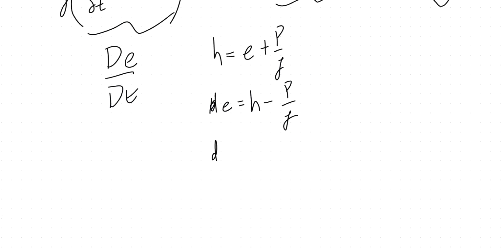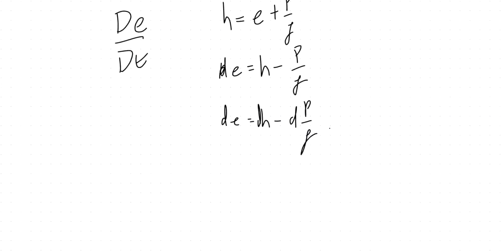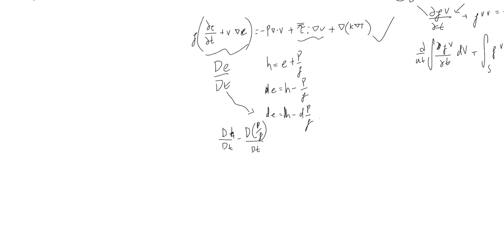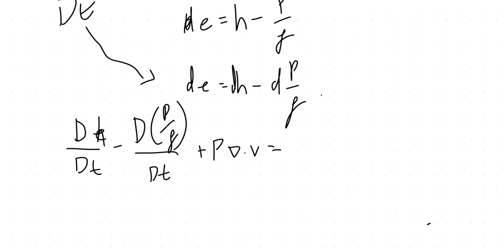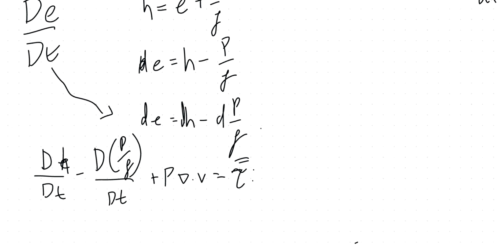So with that said, you can change it to a direct form, which is dE/dt equals dH/dt minus d/dt of P over rho, parentheses. Which now we have a plus P gradient dot V equal to double dot tau bar gradient V plus gradient K gradient T.